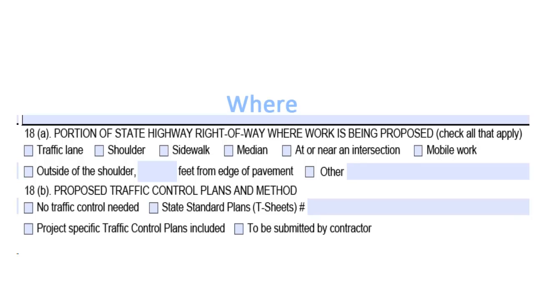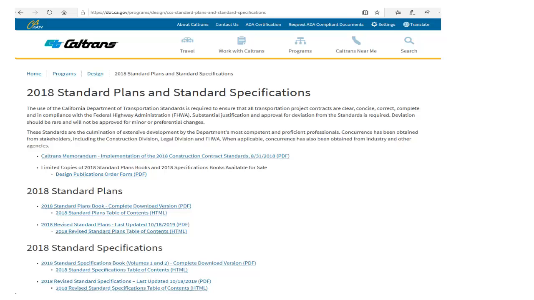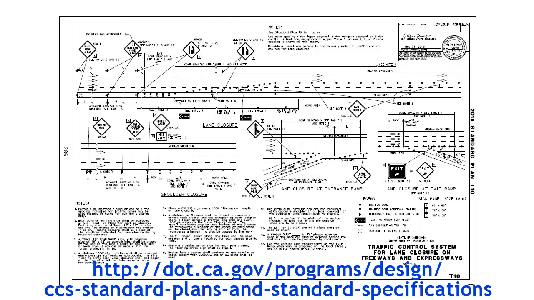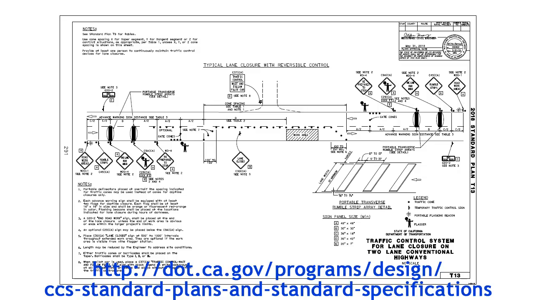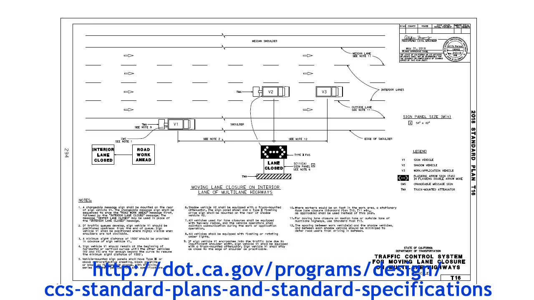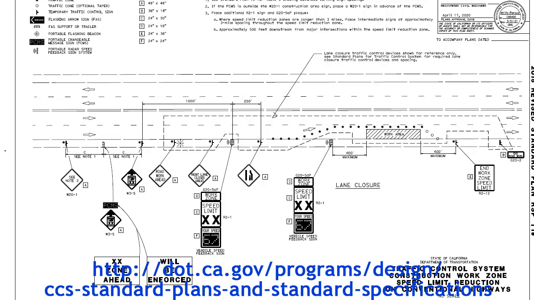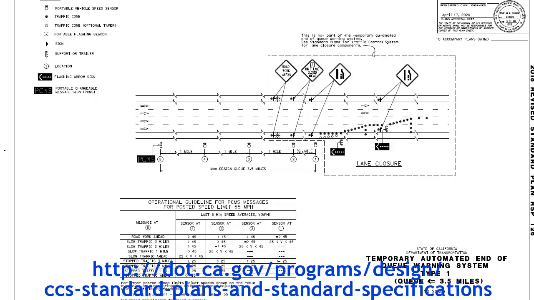Question 18 describes where on the highway you will be working and asks for documentation on how you plan to ensure all highway users move through your project area safely, with as little inconvenience or delay as possible, and in a way that conforms to the Americans with Disabilities Act guidelines. Most projects need traffic control plans, so you may need a professional engineer to determine if Caltrans standard plans are appropriate or if project-specific plans need to be developed. Traffic control plans for the state highway system need to be stamped and signed by a California-registered professional engineer. The Caltrans standard plans can be found at the link shown here.